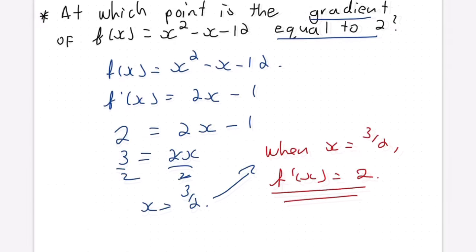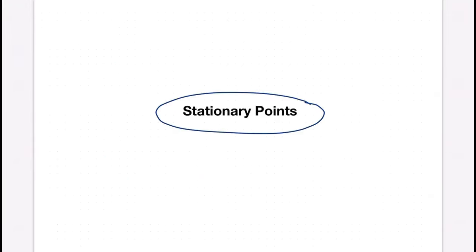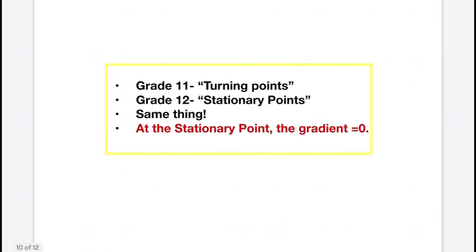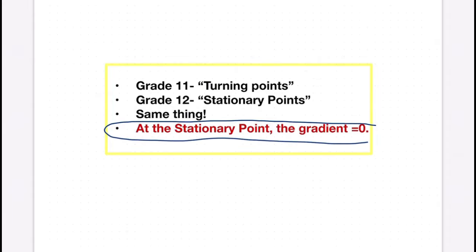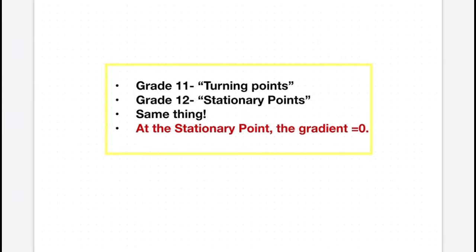Right, I hope this makes sense. Now, this brings me to something really important, and that is stationary points. Now, stationary points aren't actually new. We called them turning points back in grade 11. In grade 12, we call them stationary points. It really is just the same thing. But there's a very important concept you now need to be very, very confident with. It's the fact that at a stationary point, the gradient is equal to 0.